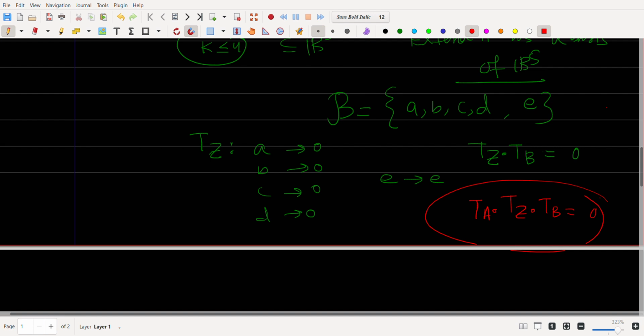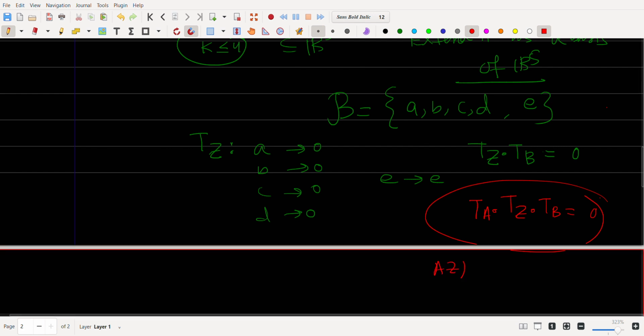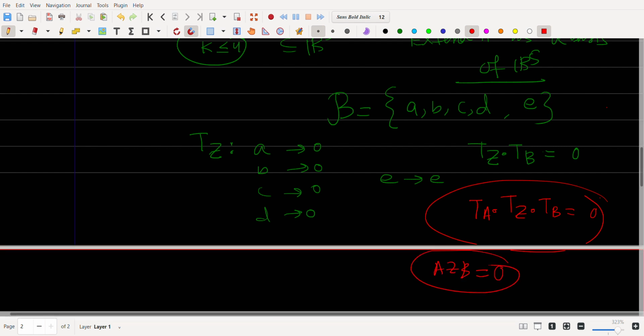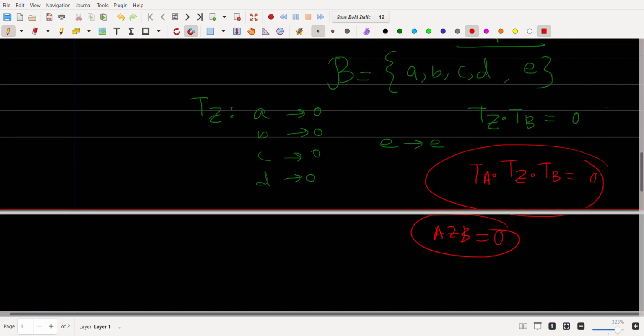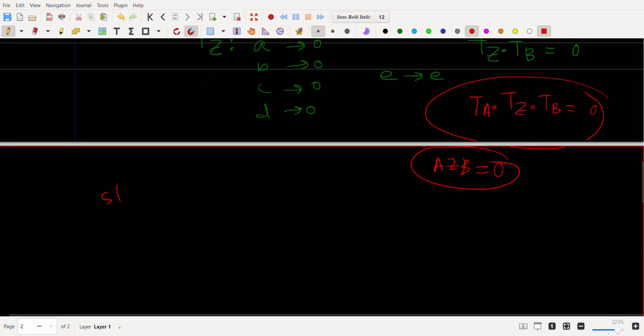So TA compose TZ compose TB is also 0. And that's why if you take it for the matrix, then the matrix AZB is 0. Here if you take the matrix representation of TZ with respect to this basis, then that matrix is our required matrix Z, right? So that is the important thing. If you just think of it in terms of matrices, it will be very hard. But if you think of it in terms of linear maps, it is very easy. Now for statement B, the same thing will happen.